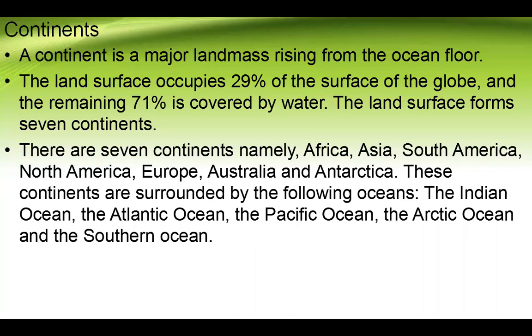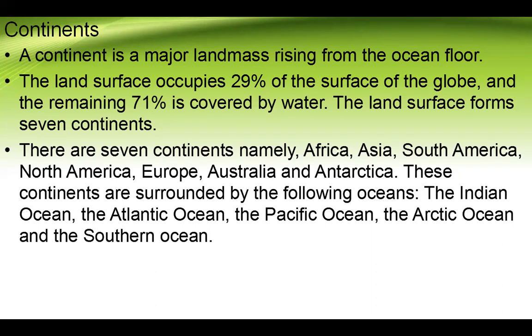A continent is a major landmass rising from the ocean floor. So a large landmass occupying a certain place, rising from the ocean floor, is what we call a continent. Now, the land surface occupies 29% of the surface of the globe, and the remaining 71% is covered by water. So basically, on our Earth, water occupies a larger percentage than land.